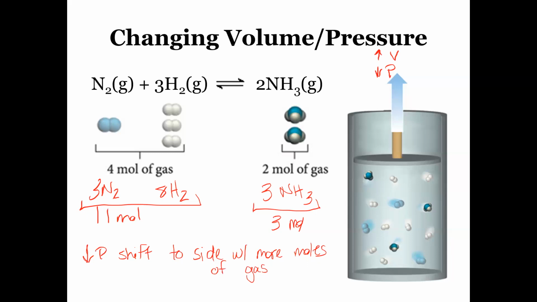This is the one that tends to trip people up, but it's always the opposite. If you increase pressure, you go to the side with less moles of gas. And we only look at the moles of gas. If there's something else there, we do not count it in our number of moles. If you decrease the pressure, you go to the side with more moles of gas.